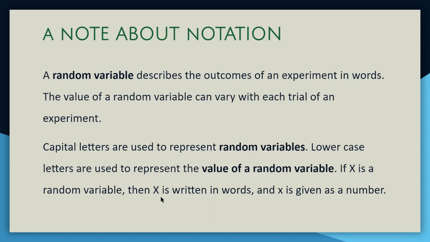Capital letters, specifically capital letters from the English alphabet, are used to represent random variables. Lowercase letters are used to represent the value of a random variable. So if capital X is a random variable, then capital X is written in words, and lowercase x is given as a number. You will notice in some other textbooks, they use capital X both for the random variable in words and for any number values that it can take on. So this notation is particular to the textbook that we are using.